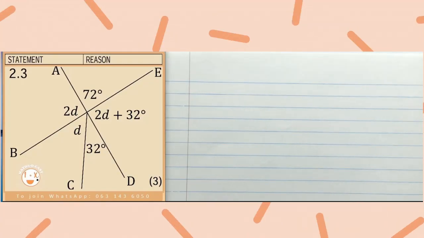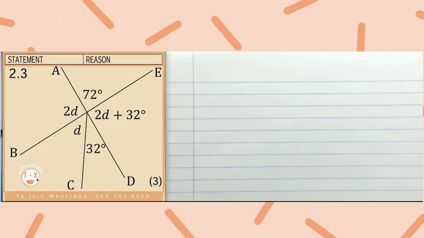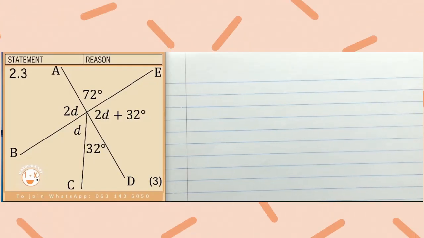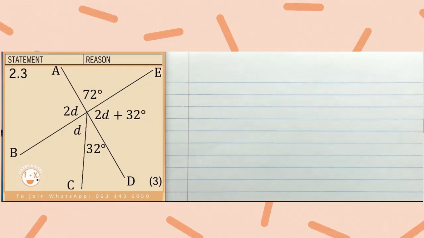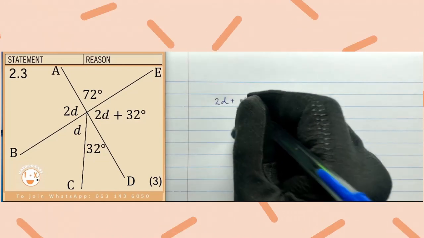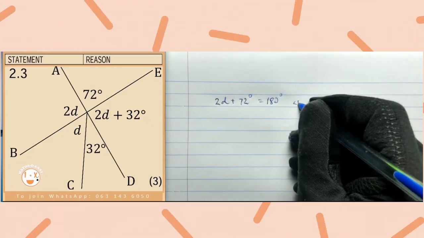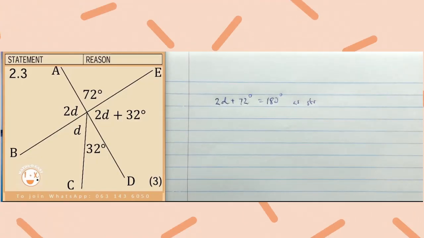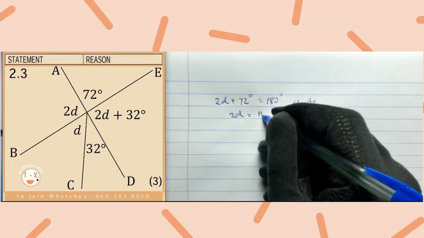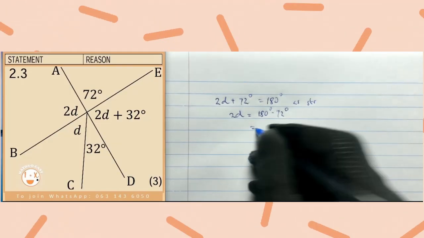Right, remember, if we take another direction and we say, okay, let us assume that all our lines are straight lines. If I have BE as a straight line, what will I do? I will say 2D plus 72 is equals to what? Is equals to 180, angles on a straight line. Then what will I have? I will have 2D is equals to what? 180 minus 72.